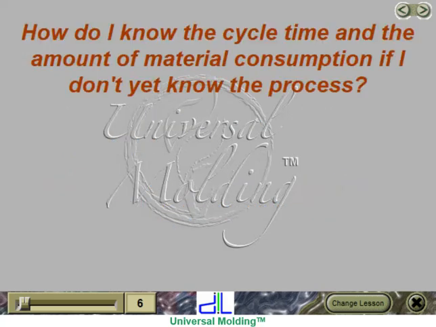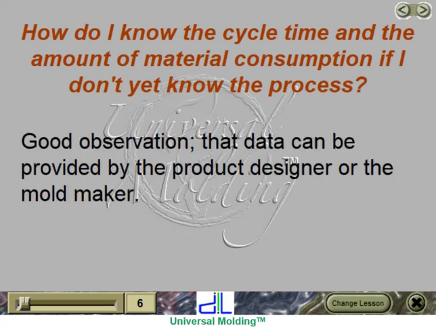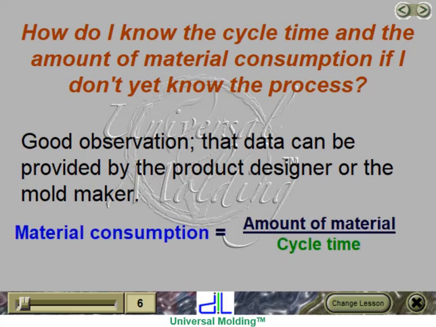How do I know the cycle time and the amount of material consumption if I don't yet know the process? Good observation. That data can be provided by the product designer or the mold maker. Material consumption equals amount of material divided by cycle time.